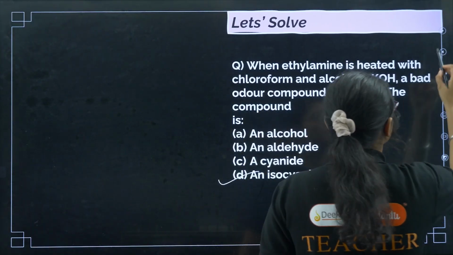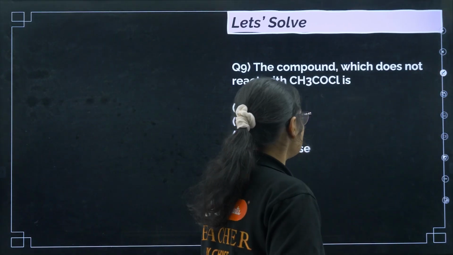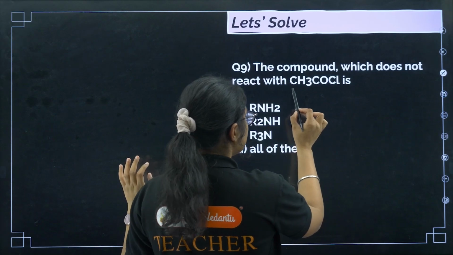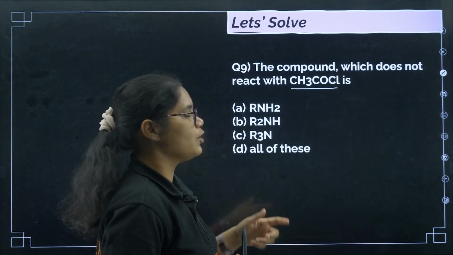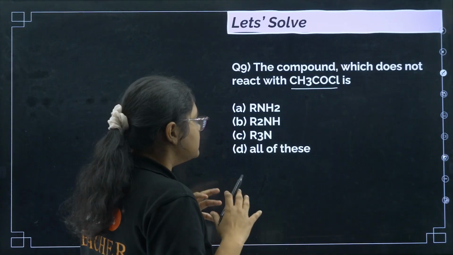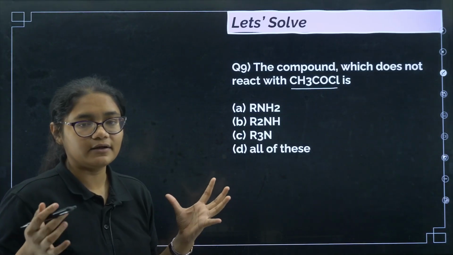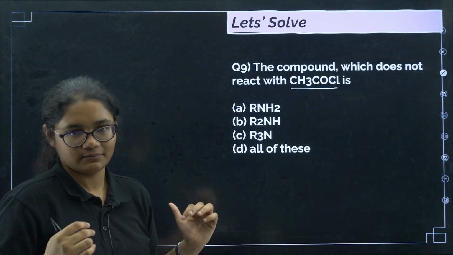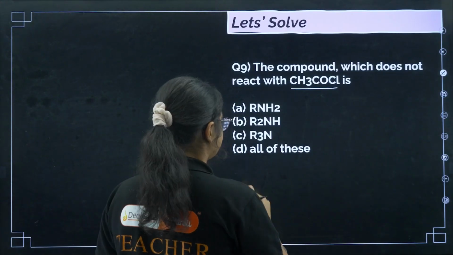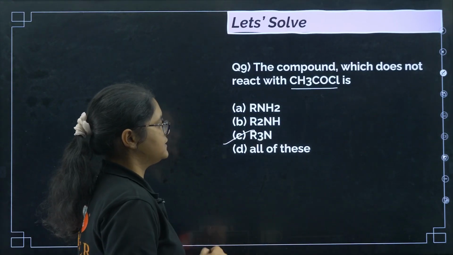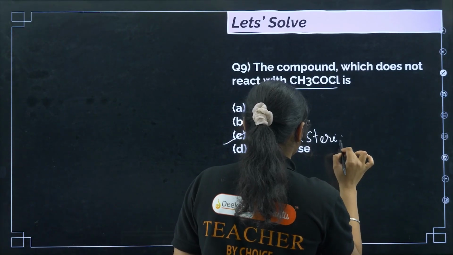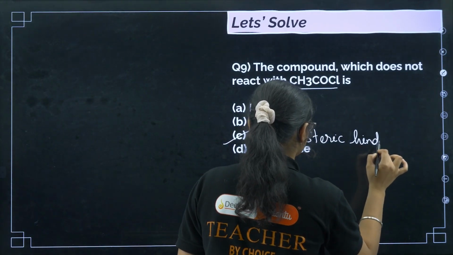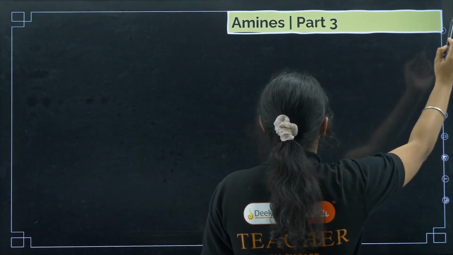Next, we have a compound which does not react with CH3COCl. Primary, secondary, tertiary, all of these. Now see, if the molecule is much hindered, the reaction will be less. So that is why the answer is option C, because of its steric hindrance, or such a big compound is there, so it becomes difficult.